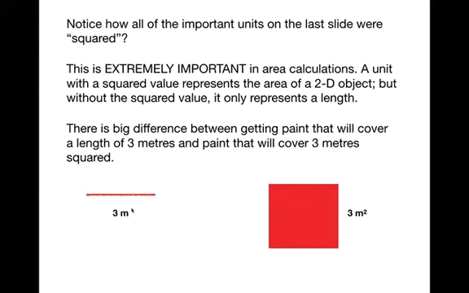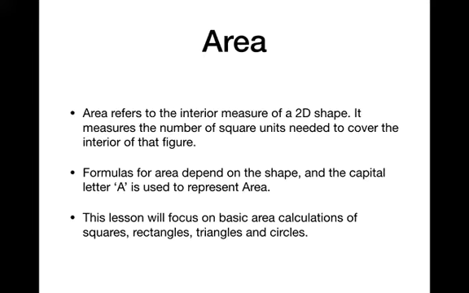So there's a big difference, and units absolutely matter. Not only do they matter, like we've already talked about, in terms of what you're actually measuring, so 3 inches is very different from 3 centimeters, you need to make sure you put your units on things. We also need to make sure it's the right exponent. So in any area calculation we're doing, it's whatever the unit is squared. All right, so area refers to the interior measure, what takes up the inside of a two-dimensional shape. It refers to the number of square units needed to cover the interior of that figure.